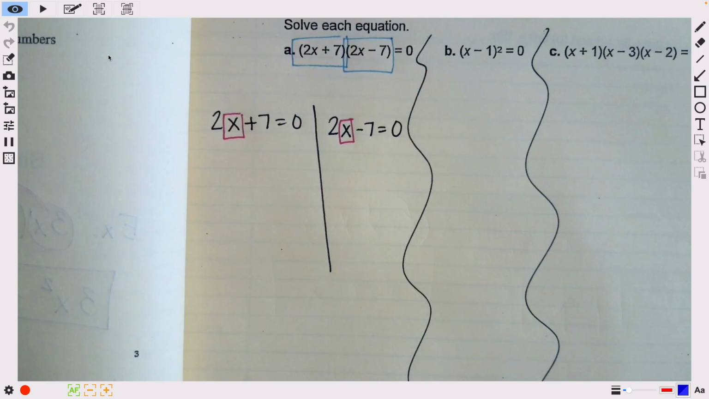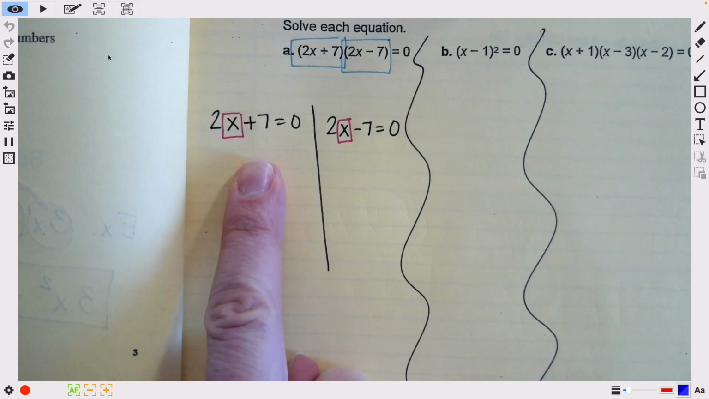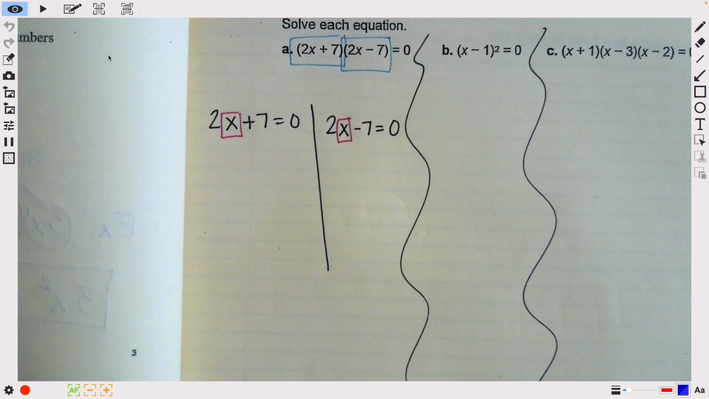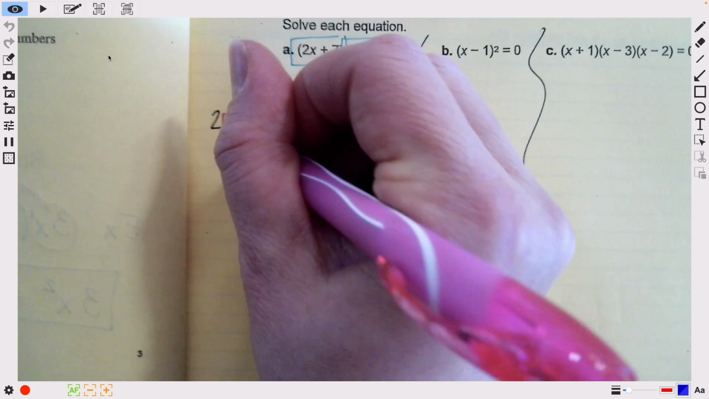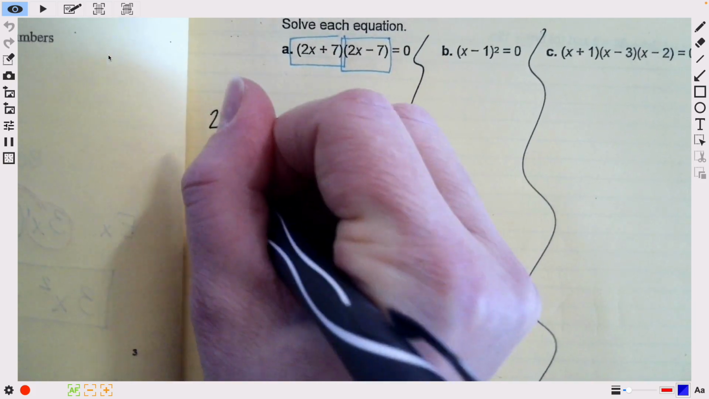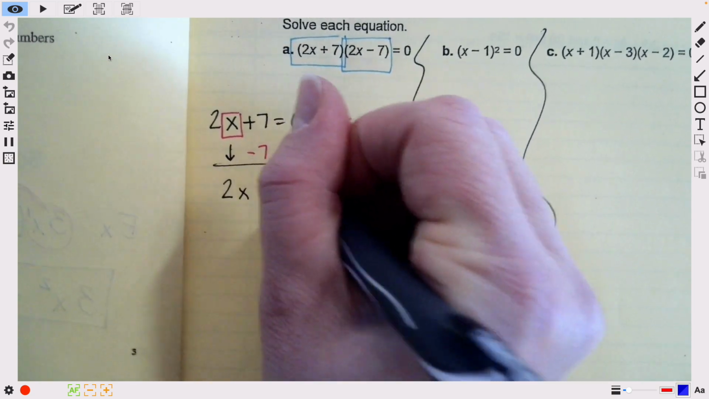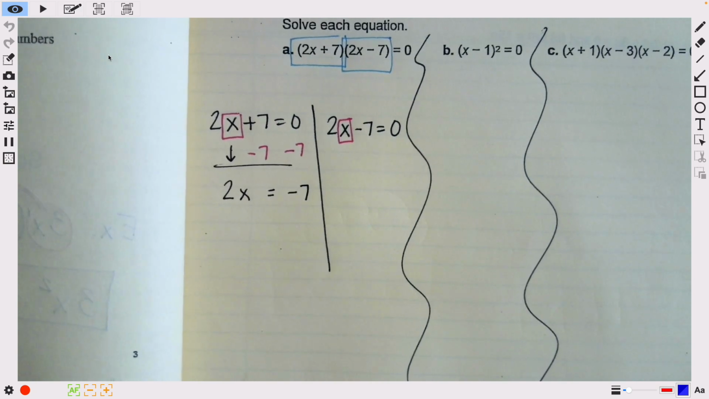We haven't done something like this in a while. Who can raise their hand and tell me what the first step is to getting x alone? Sammy, go for it. Very good. You got to move that constant to the other side first. We drop down the 2x. 0 minus 7 is negative 7.